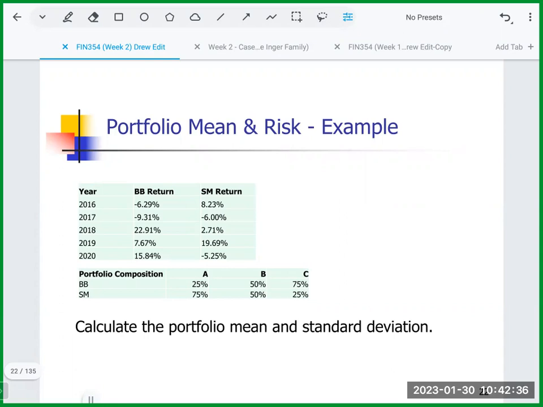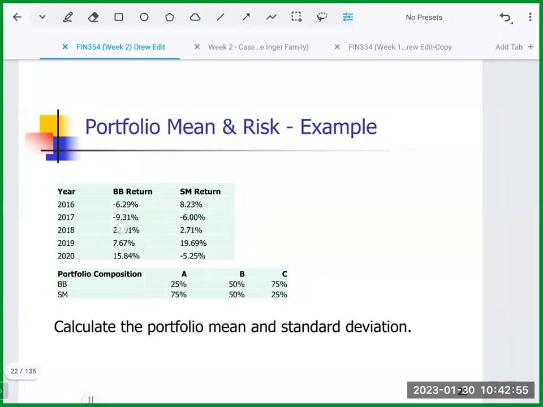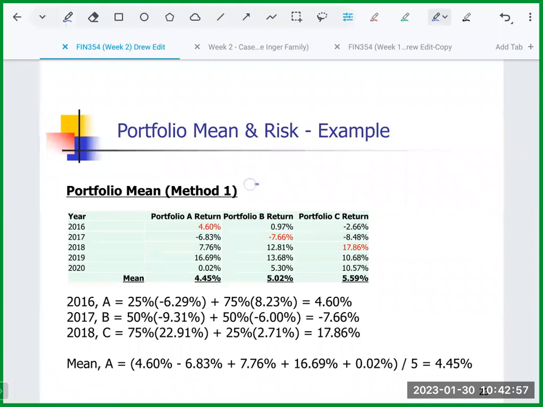So what do we have here? We have two stocks, BB and SM. We have three portfolios, A, B, and C, and each portfolio has a different percentage of each stock. Now we're asked to calculate the portfolio's mean and standard deviation. So we'll go with method 1, which is my less preferred method. I'll just go through it.